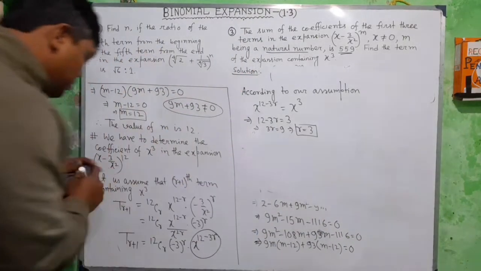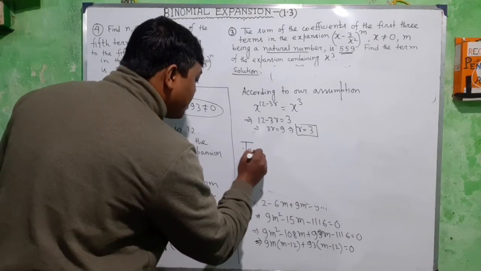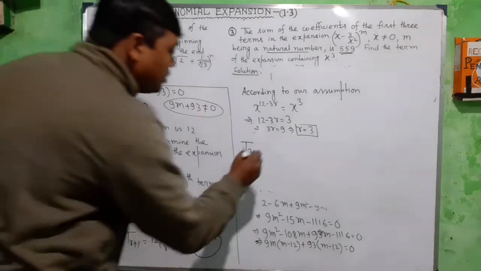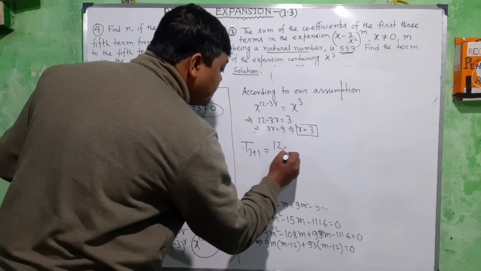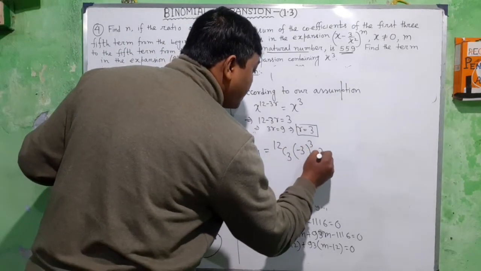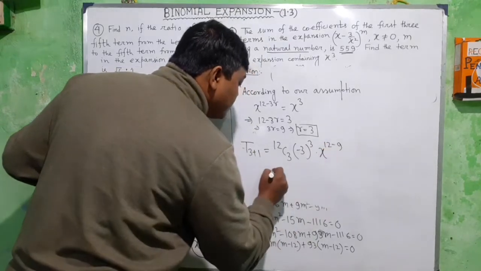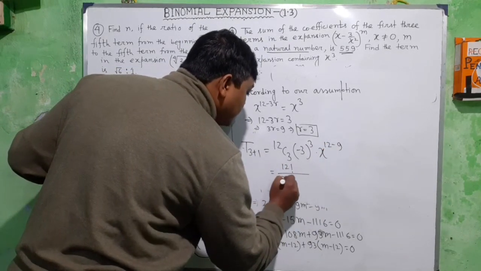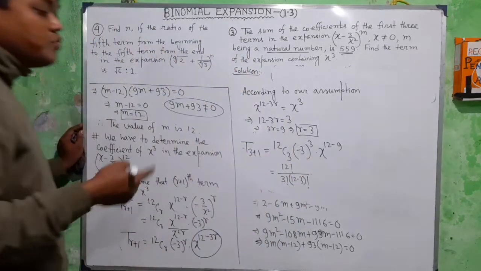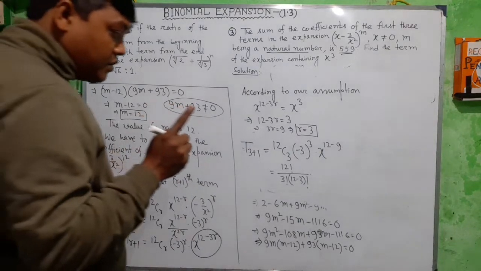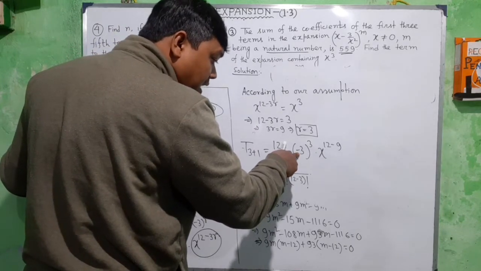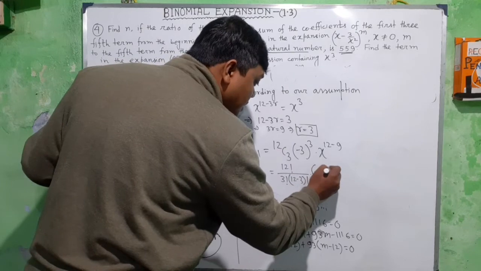Okay, so T(3+1), if I put in this expression r equals 3, we get 12C3 times (minus 3) whole to the power cube and x to the power 12 minus 9. So 12 factorial by 3 factorial, (12 minus 3) factorial, and 3 cube. So that is 27 first of all, and second of all, this is the minus, I multiply minus 3 three times, so we will get minus 27, that x cube.